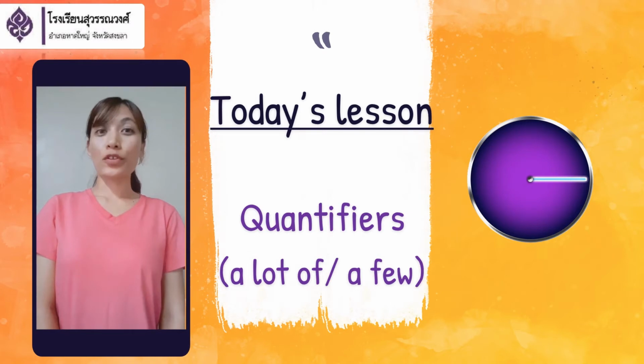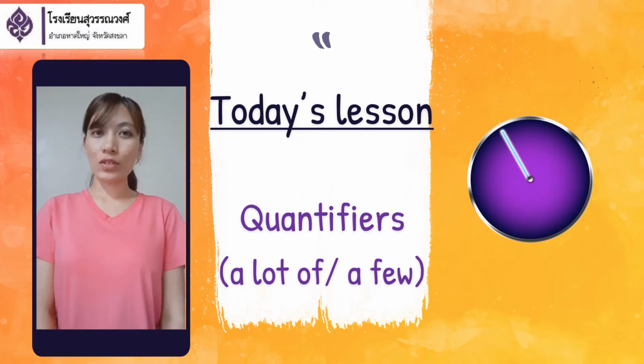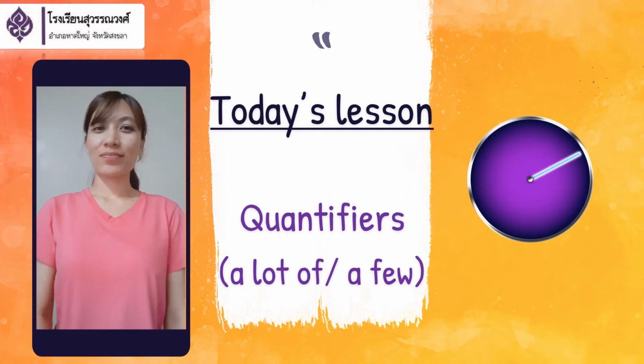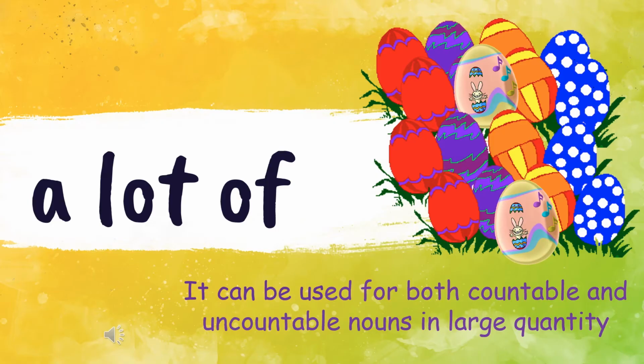Now, let's start our today's lesson on quantifiers. First, let's learn the main words. Listen to the teacher and say. A lot of. We use a lot of when we have something in large amount. Like these eggs. There are so many of them. So we can answer, there are a lot of eggs. We use a lot of for uncountable nouns too.